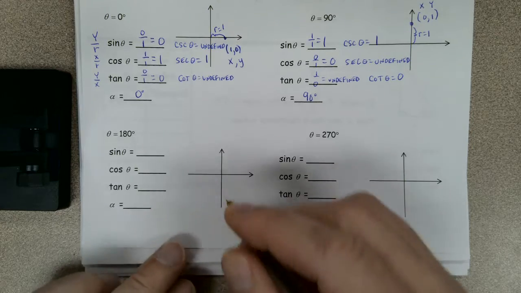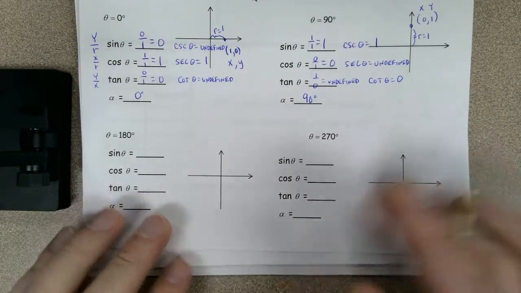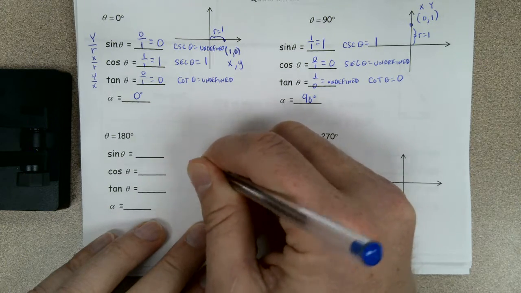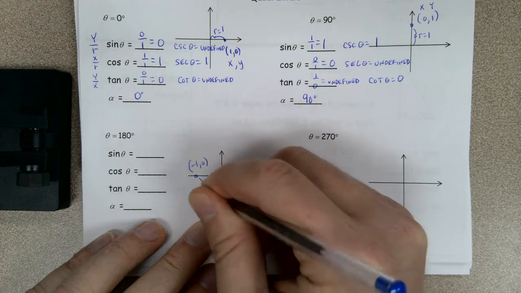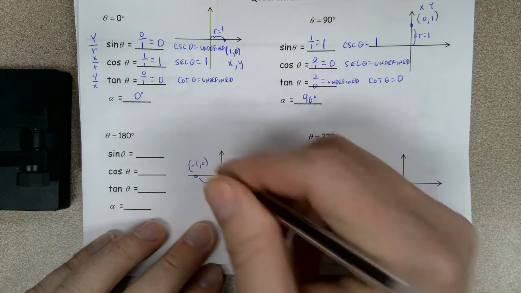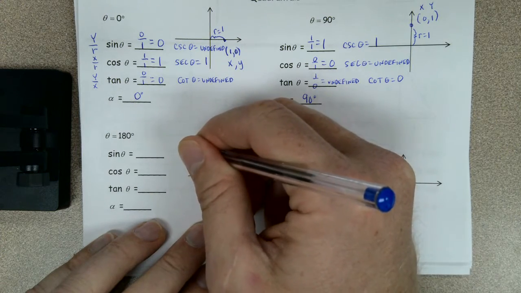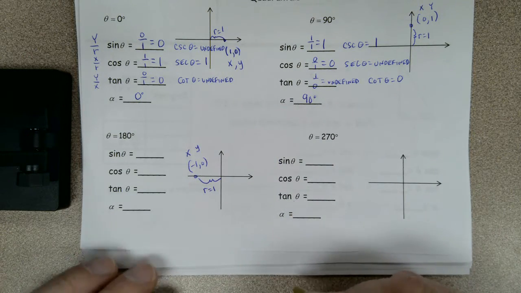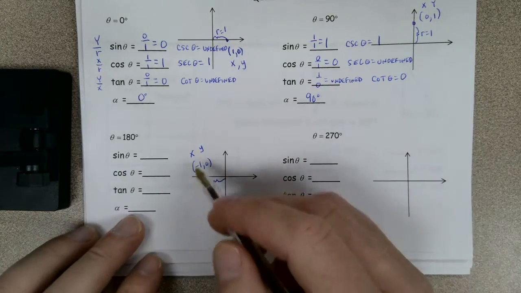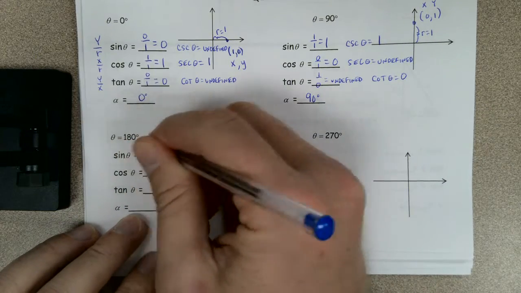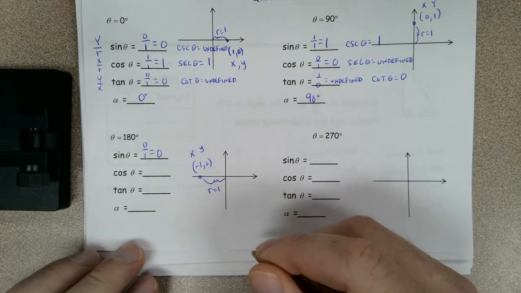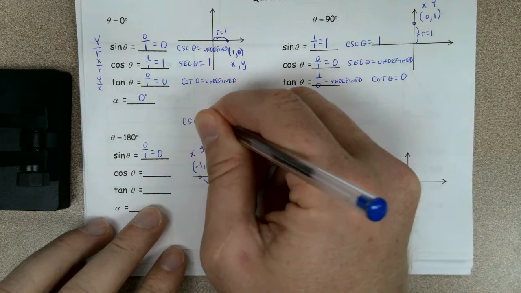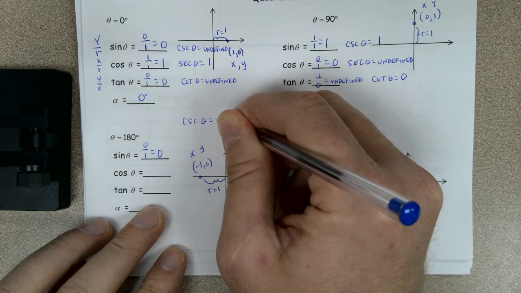Okay, we go down here to 180. If theta is 180, that's going to put us on the x-axis over here at the point negative 1, 0. Again, my r value is still 1. That's still my radius. X is negative 1. Y is 0. So sine y over r, so that's 0 over 1, which is 0. My cosecant is going to be undefined.